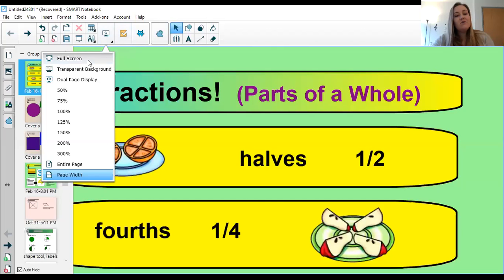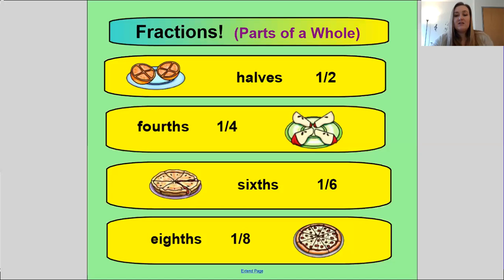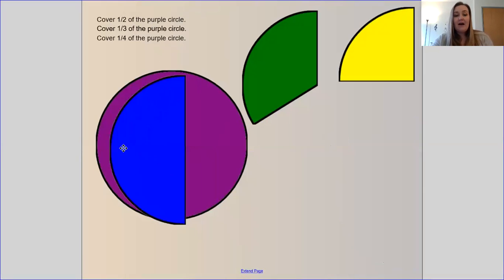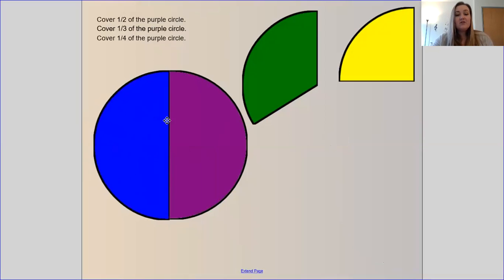Okay, so you got to think of fractions as parts of a whole. So 2 halves make one whole, 4/4 make one whole, 6/6 make one whole, and 8/8 make one whole. You got to think pizza or pie or those type of things are really helpful for you to think of when you think of fractions. So if I were to say cover half of the purple circle, I would obviously take this. So that means there's 1 half that's blue and 1 half that's purple.